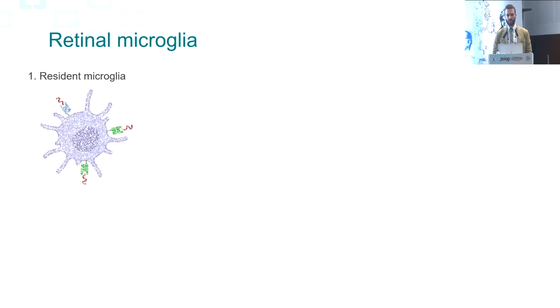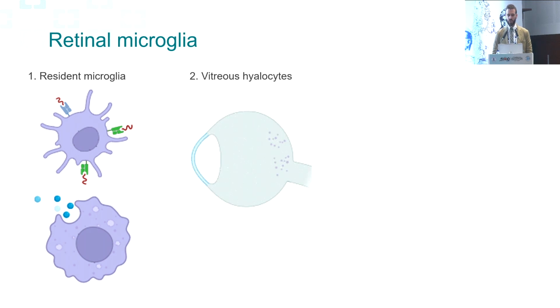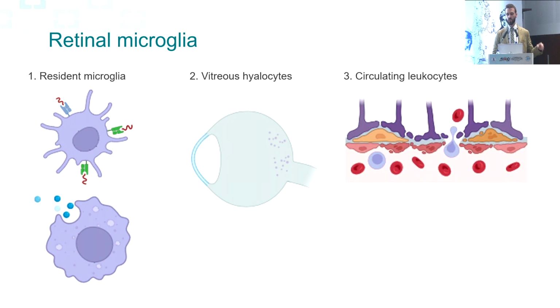Now, there's three types of microglia. The resident one that grabs the antigens and presents them, or macrophages as well that grab stuff from outside. You got your hyalocytes, that are keeping the transparency of the vitreous, and you have leukocytes, which are very important for us because if you have inflammation in the eye, the leukocytes are coming.